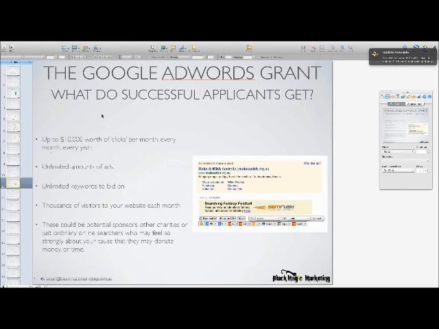Successful applicants get the $10,000 worth of cost per clicks per month, every year. A few not-for-profits that I've been speaking to have thought that that's just a $10,000 limit, and when that's finished, that's it. But it's actually $330 a day, every day, which works out to be $10,000 a month, every month. It just resets. It just keeps going indefinitely. You get an unlimited amount of ads, unlimited amount of keywords to bid on, and you get thousands of visitors as a direct result of these ads to your website every month, which could be sponsors, charities, online searchers who want to learn more about you, who may donate their money or their time. And you can see there's just a snapshot of the Make-A-Wish Foundation ad right there, and they actually are a not-for-profit. They actually are within the grants program.